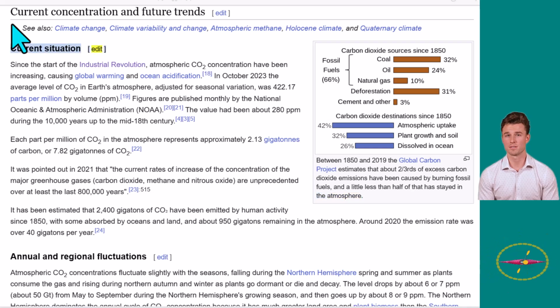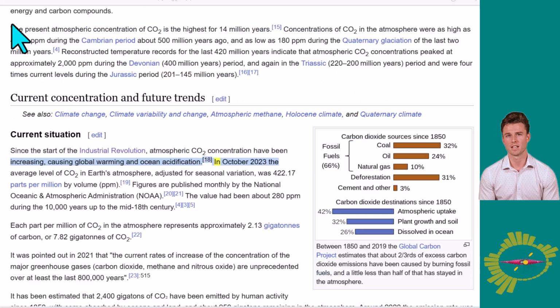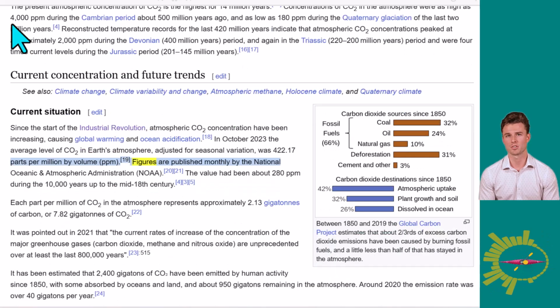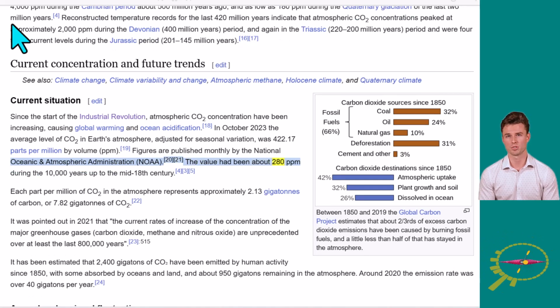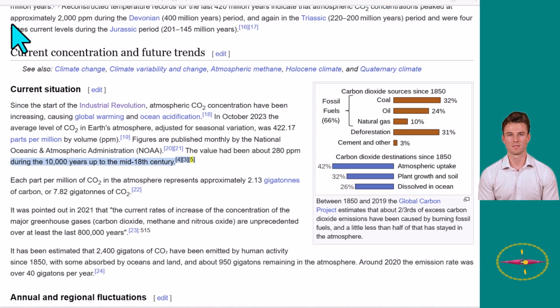Current situation. Since the start of the Industrial Revolution, atmospheric CO2 concentration has been increasing, causing global warming and ocean acidification. In October 2023, the average level of CO2 in Earth's atmosphere, adjusted for seasonal variation, was 422.17 parts per million by volume, ppm. Figures are published monthly by the National Oceanic and Atmospheric Administration, NOAA. The value had been about 280 ppm during the 10,000 years up to the mid-18th century.